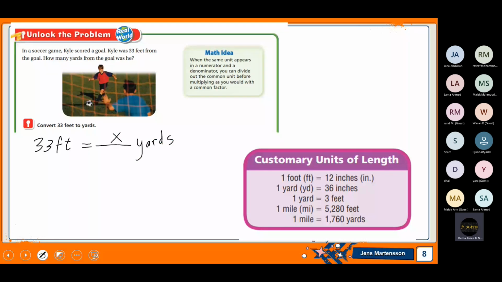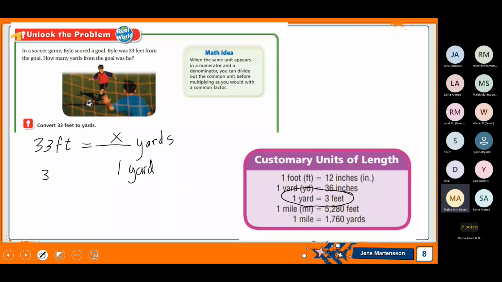Then you will go now to the customary units of length, the conversion factor. Where is the one that has yard and feet together? Here, it's the third one. Exactly. You will put 1 yard under yard and the feet under the feet.